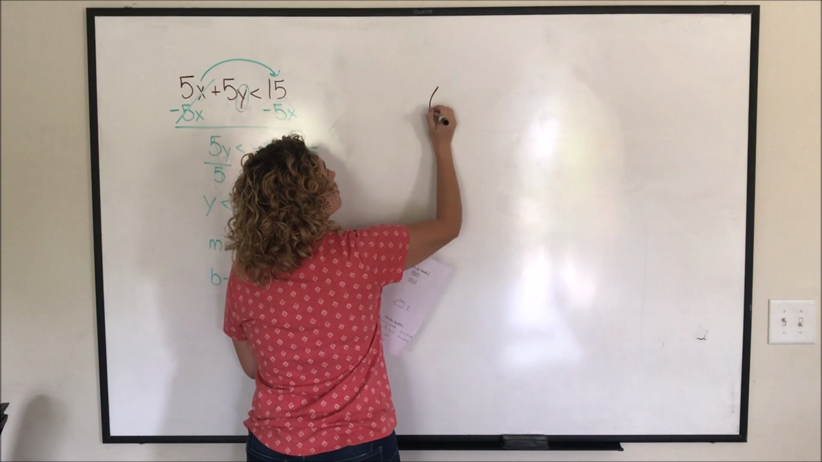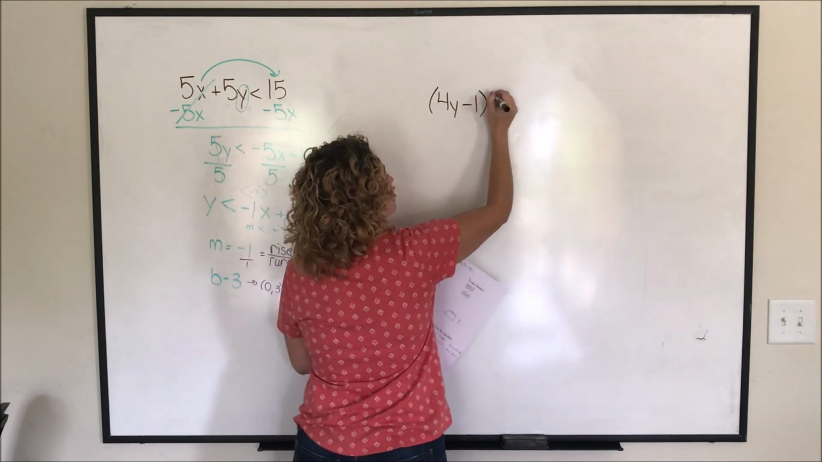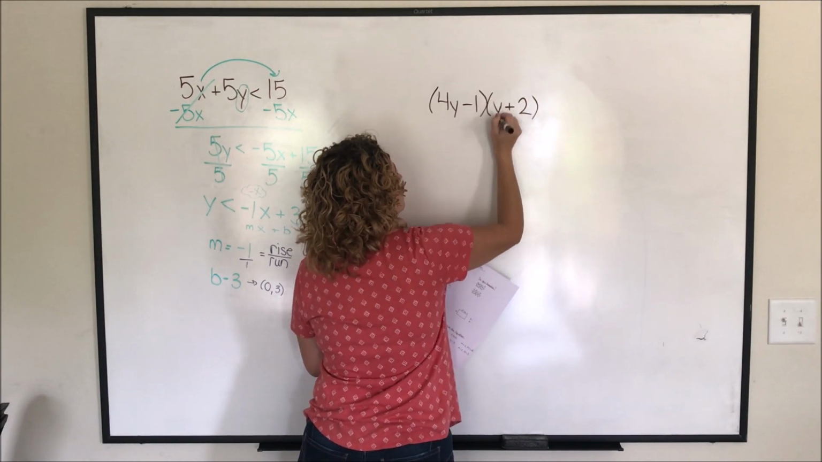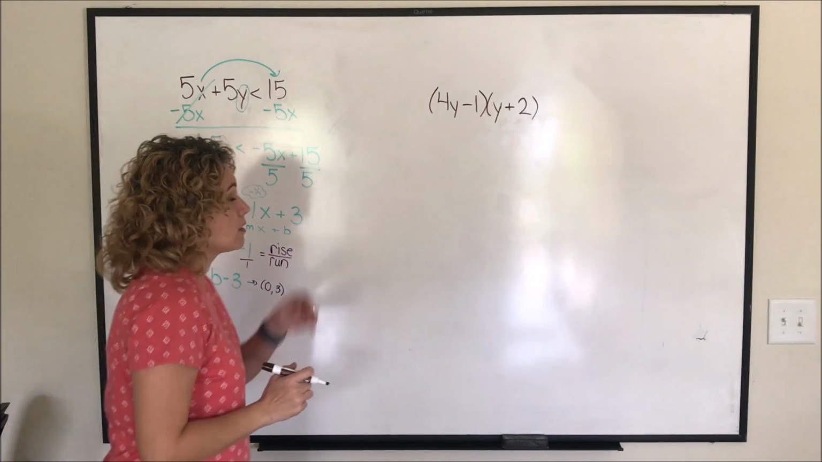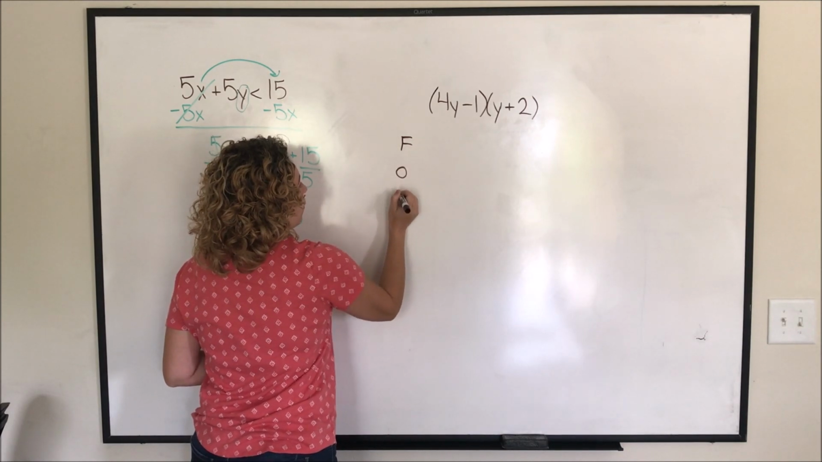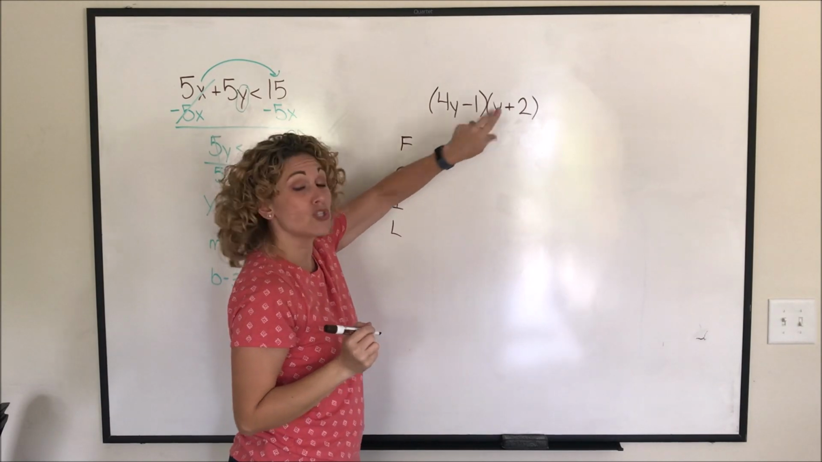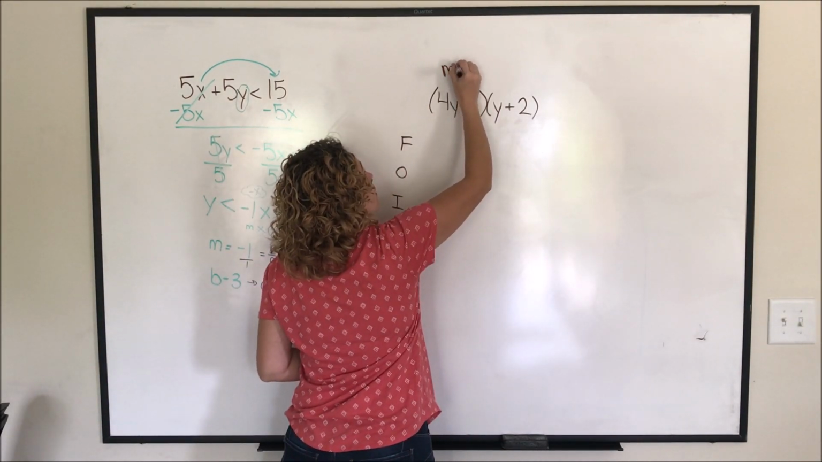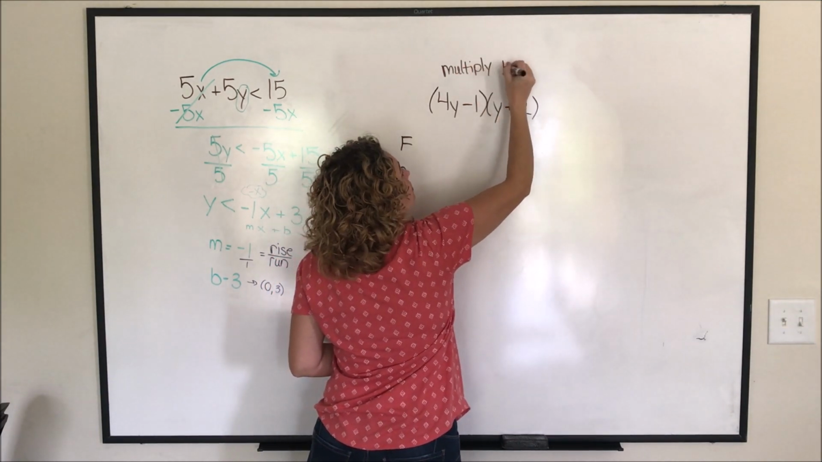4y minus 1 times the quantity y plus 2. Okay? Now, we have talked about that you use FOIL whenever you are multiplying two binomials. Okay, so this is when you multiply binomials.